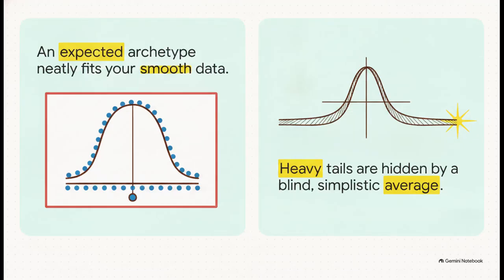As you do this work, you've got to constantly contrast your results. A sensible result? That's when your expected archetype neatly fits your smooth data. But a suspicious result, say, finding heavy, dangerous tails being hidden by a blind, overly simplistic average, well, that requires you to immediately stop, investigate your reference axes, and thoroughly check your control limits.